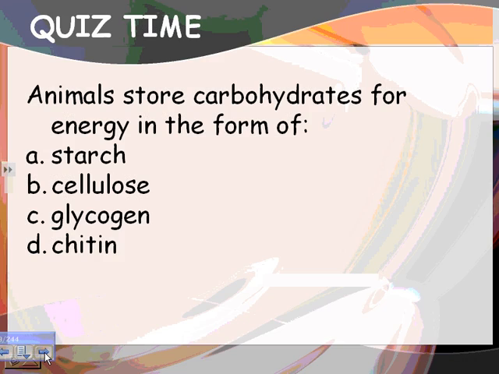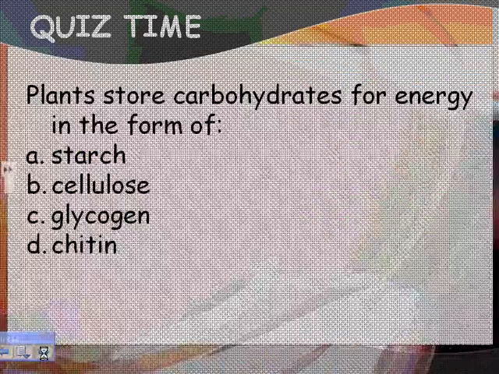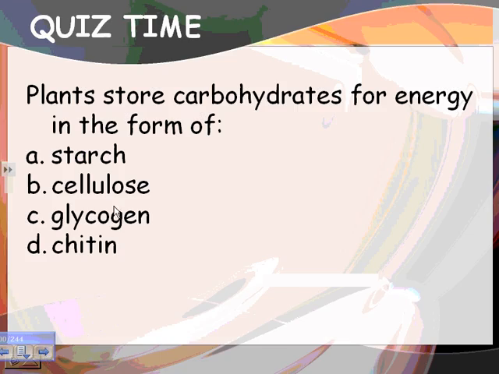Quiz time. Animals store carbohydrates for energy in the form of. So this one is plants, and that's plants. So now we're looking at these two. The way to store energy is glycogen. Plants store carbohydrates. Well, this is for animals. That's for animals and fungi. So if we're looking at energy, it's going to be starch because cellulose is for plants, but it's not the way you store energy.